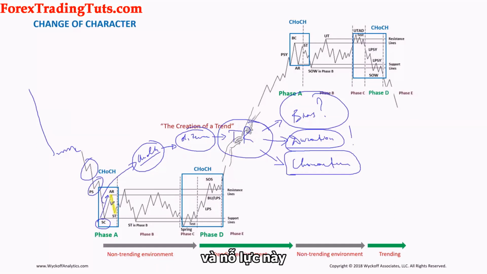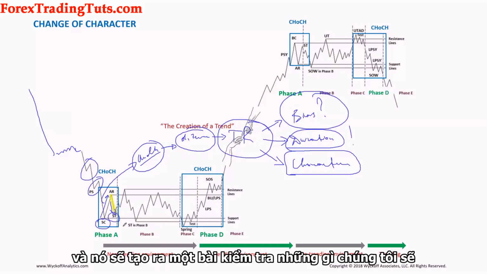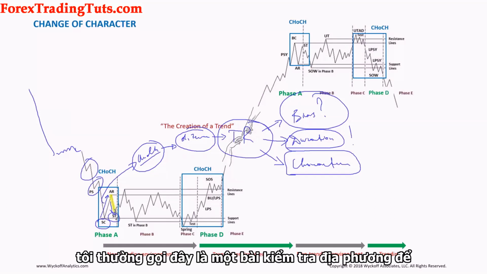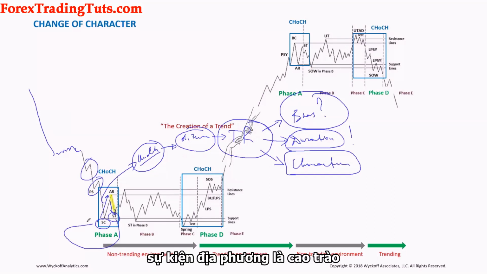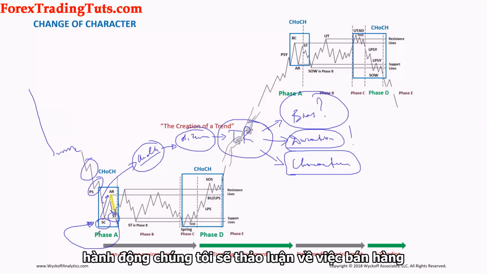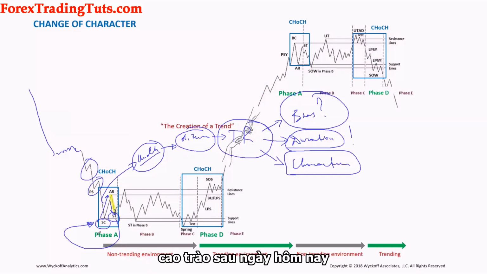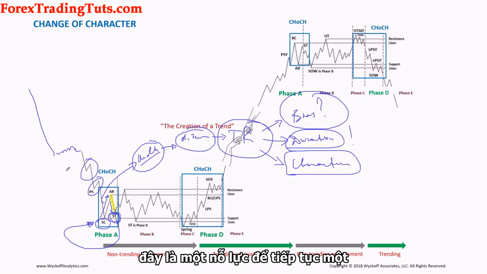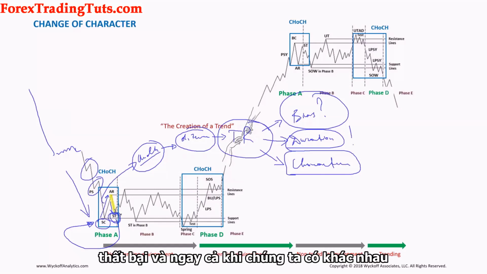And this attempt will fail, and it will create a test, what we will call a secondary test. I often call this a local test to the local event, which is the climactic action. We will discuss the selling climax later on today, but for now, just keep in mind that this final test of the change of character, this is an attempt to continue a downtrend, which will always fail.